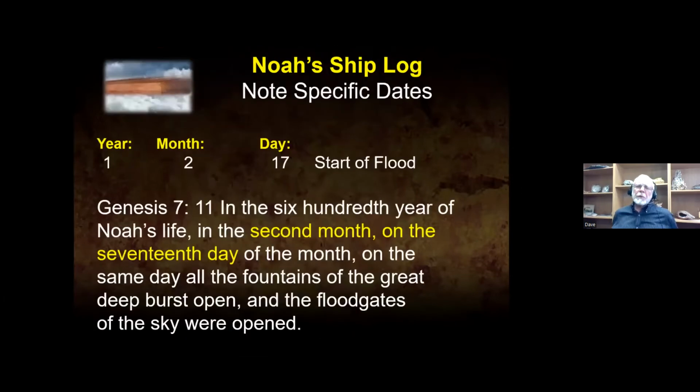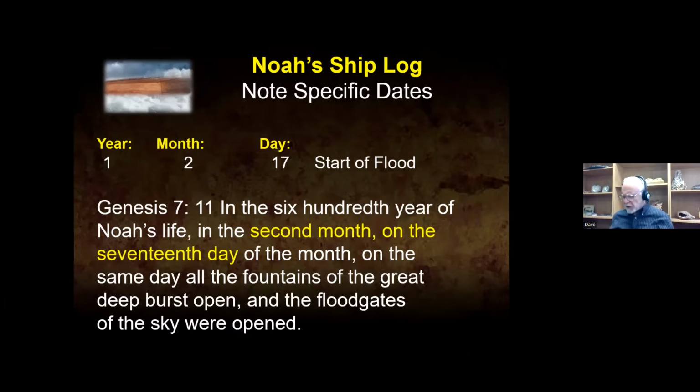Anyhow, Noah's ship log, like I was saying, stands out above all the other supposed accounts. Why? Look at the specific dates. I call this Noah's ship log because it looks like Noah is writing this down as it occurs. It says in Genesis 7:11, in the 600th year of Noah's life, in the 2nd month, on the 17th day of the month. Whew, that's specific. On the same day, all the fountains of the great deep burst open, and the floodgates of the skies were open. It actually is detailed in the fact that there are 2 sources of water, it looks like.